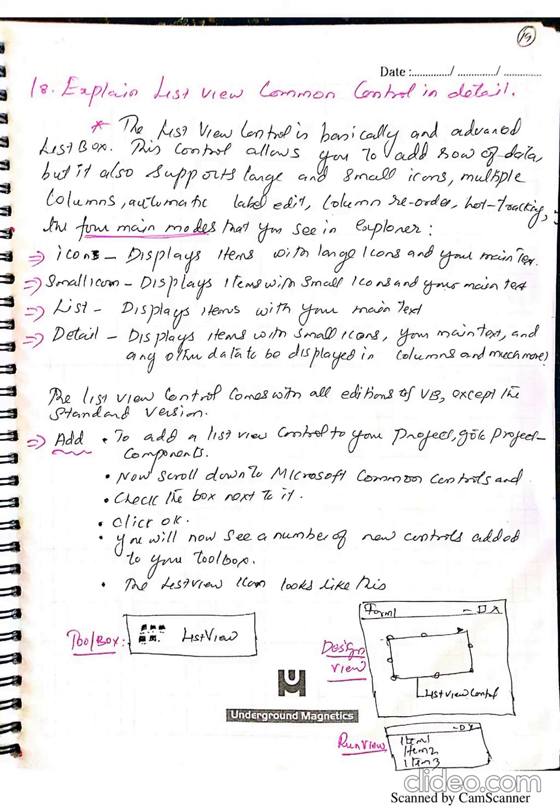Part C. Answer any 3 questions. Question number 20. Explain the various form properties with examples. Form definition. A form is the container for all controls that make up the user interface. Every window you see in a Windows application is a form. Every form will have a title bar on which the form caption is displayed, and there will be buttons to close, maximize, and minimize the form.